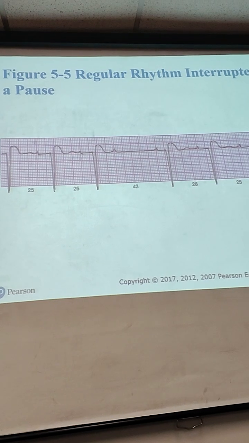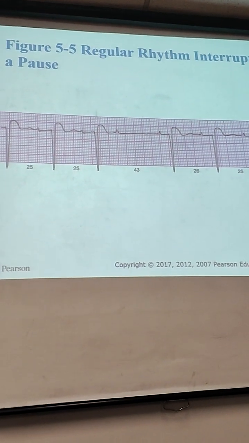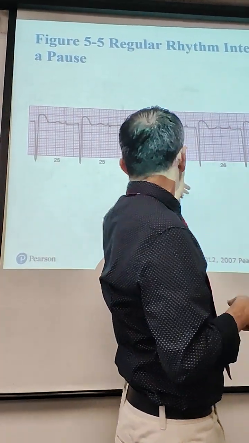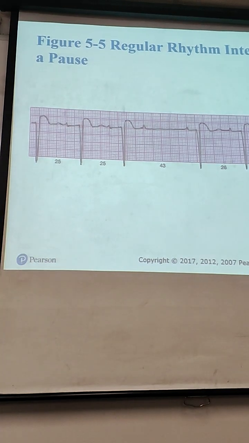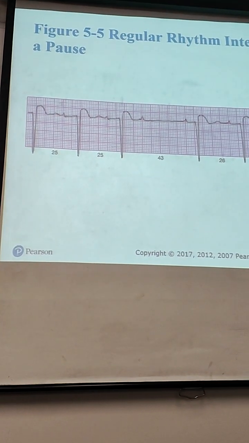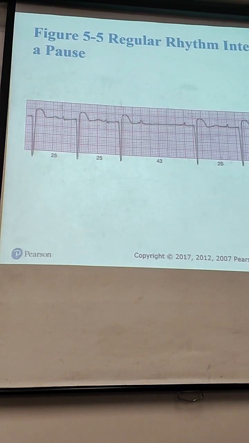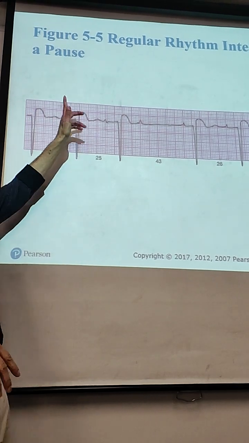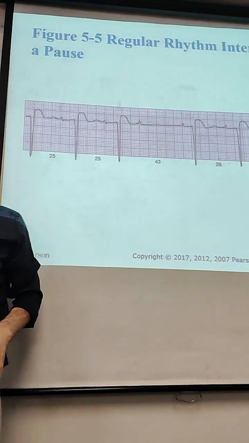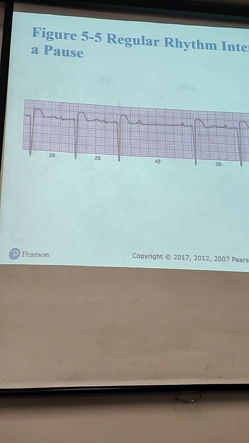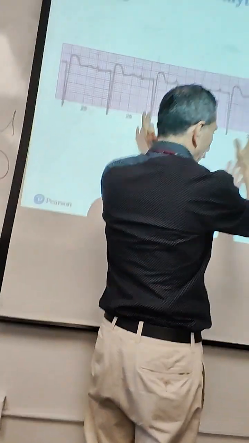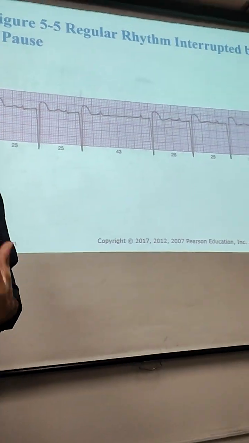This, regular or irregular? Regular. Irregular. 25, 25, 26, 25, 26. This has 43. There is an exception to the rule. We're going to talk about that. If you remember, if you go below 2 little boxes, it is considered regular. It's also considered regular if you have only one that goes off the charts. Only one QRS that goes different is still considered regular.